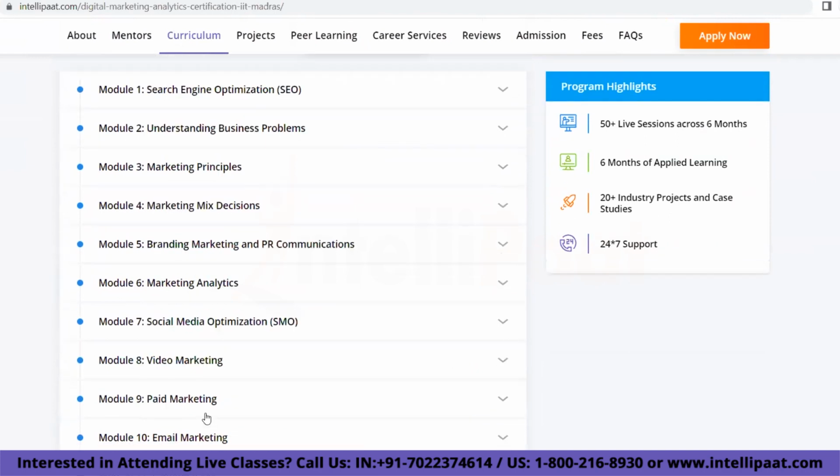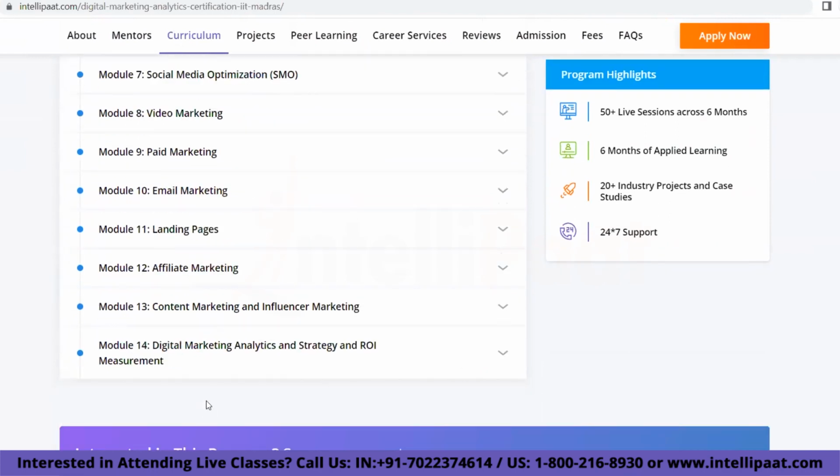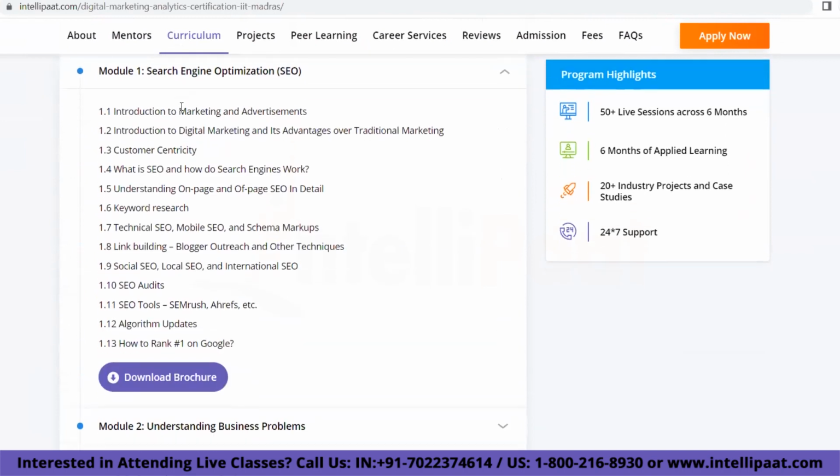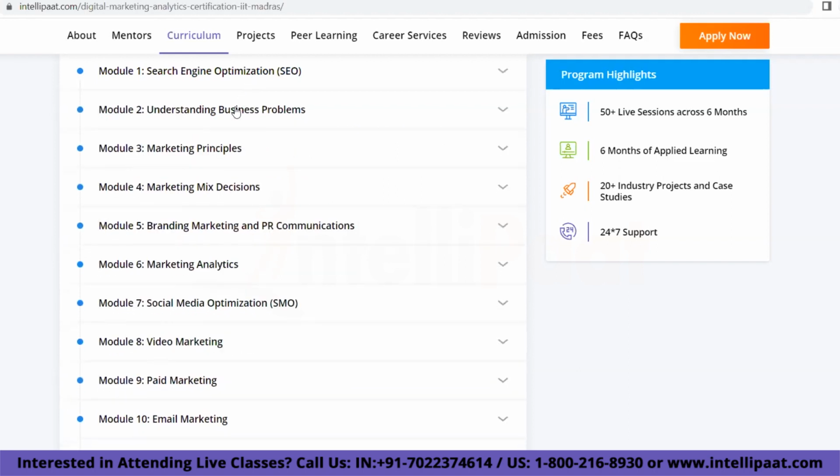So we see there are 14 modules over here. Module number 1 is search engine optimization, wherein you learn what is SEO. Of course, you learn how search engines work. There are SEO audits, and SEO tools will be taught to you. Keyword research will be taught to you in this module number 1.